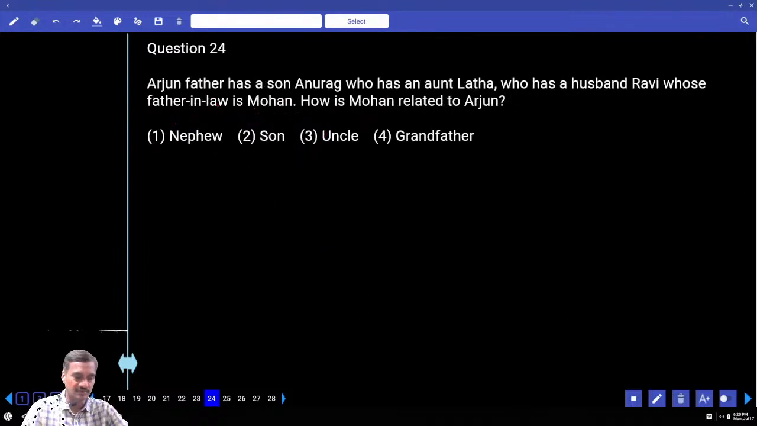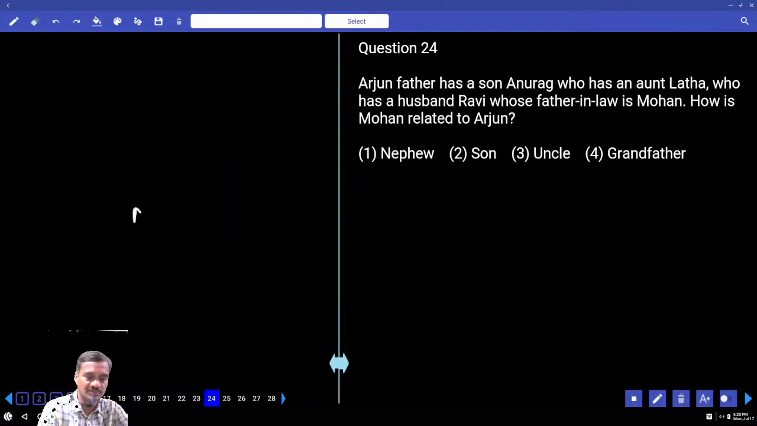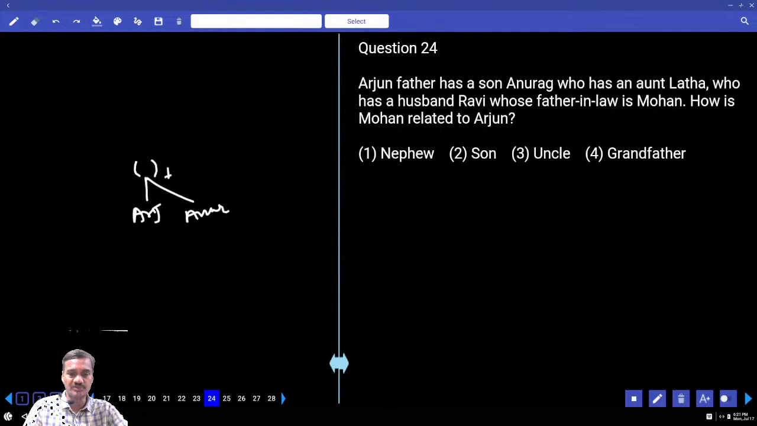Then the 24th one, based on blood relation. Arjun's father has a son Anurag, isn't it? Arjun is here. Arjun's father has a son Anurag. That means Arjun and Anurag are siblings to each other. Anurag has an aunt, Lata, maybe a paternal aunt or maternal aunt.